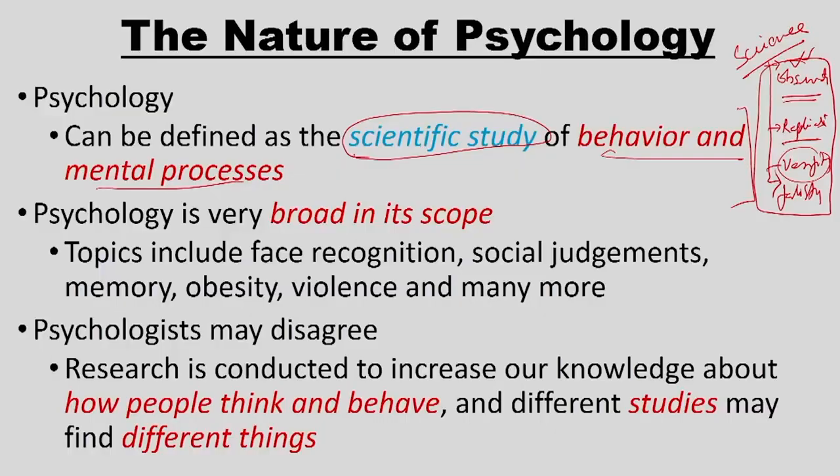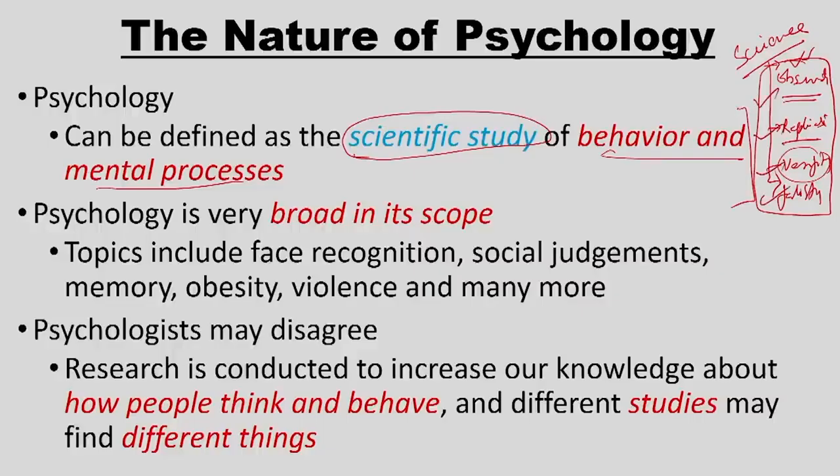So, what is science? Science is basically using these four methods. If a body of knowledge can be observed, replicated, verified and falsified, then it is a scientific study. And so, psychology is a science because it can do all these things.